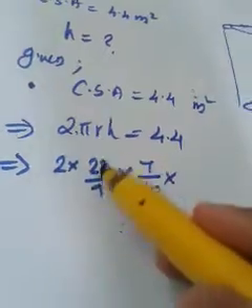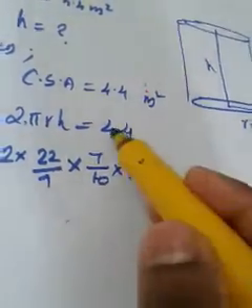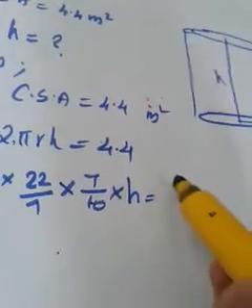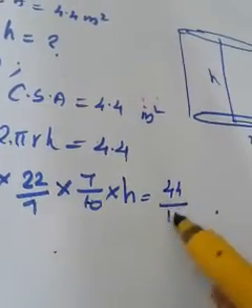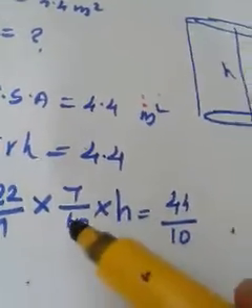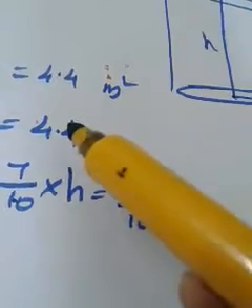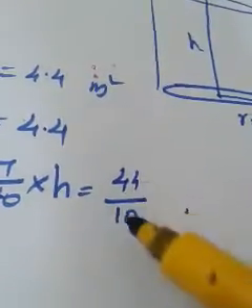And so 2 pi R, then H is remaining, no? H is equal to what? 4.4. Right side is 4.4. Can I write it as 44 by 10? Yes. Similarly, with the same reason why I have written 0.7 as 7 by 10, by using the same reason I have written this 4.4 as 44 by 10.